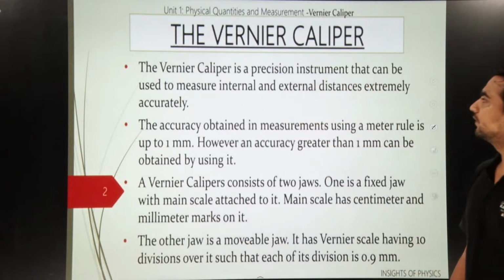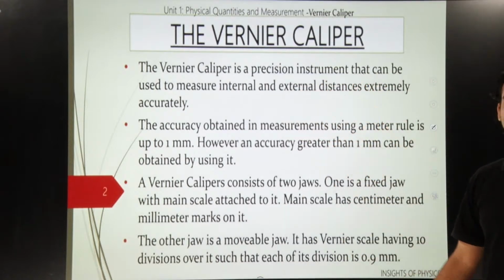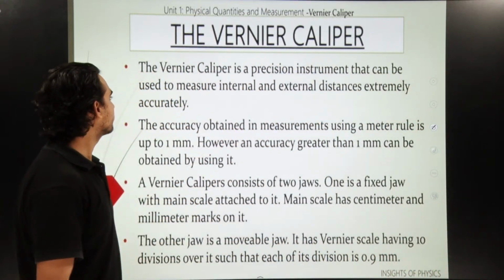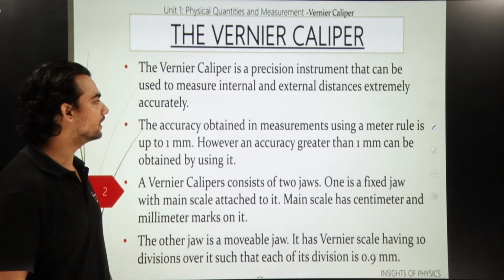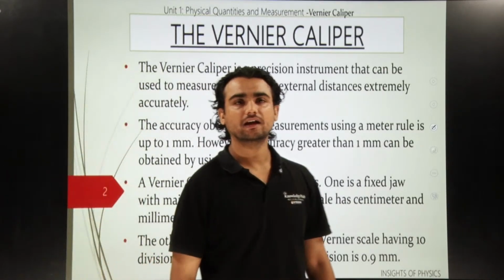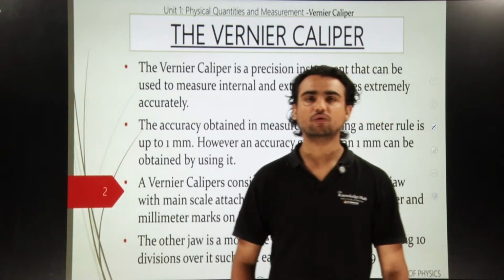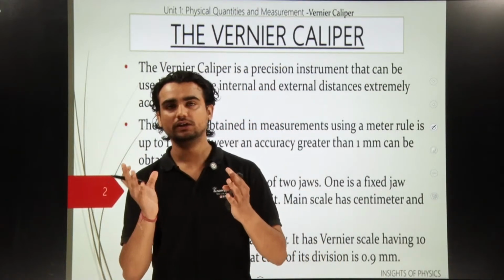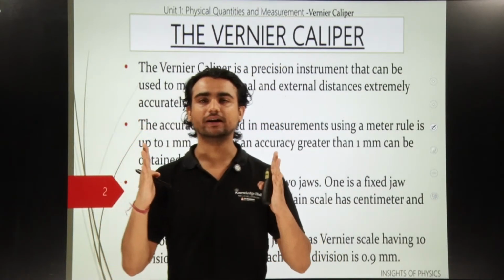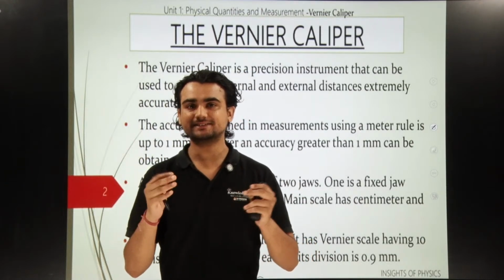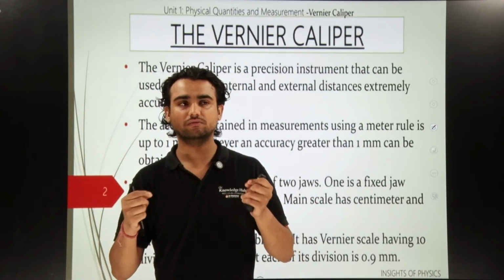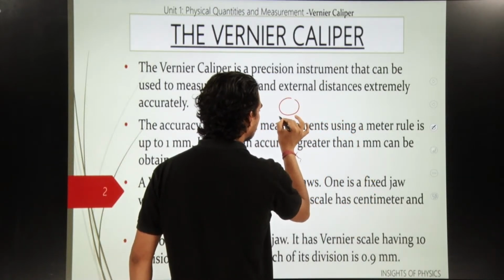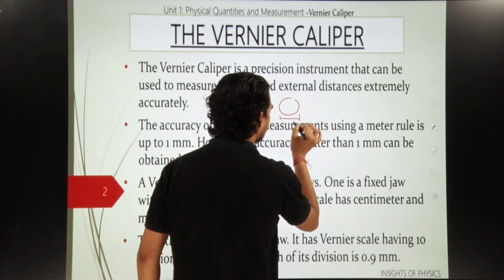So Vernier caliper is a precision instrument, right? As I say, it precisely measures anything. It is a precision instrument that can be used to measure internal and external distances extremely accurately. So what does that mean? Let's say if I have a ball, and if I want to measure the diameter of the ball, so what will I do? With a scale, can I measure the diameter of the ball? So let's say this is a ball, and I will use a scale to measure the diameter of the ball, right?